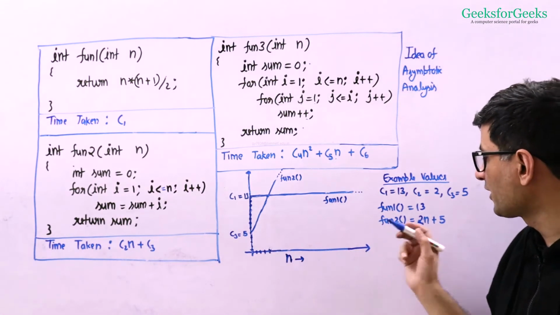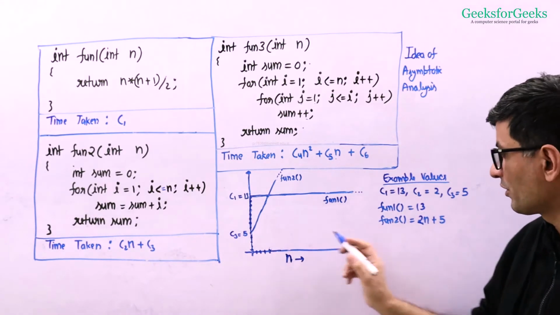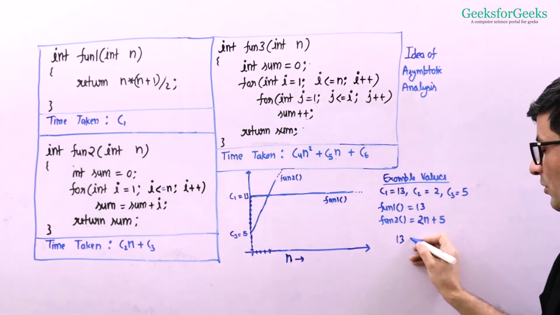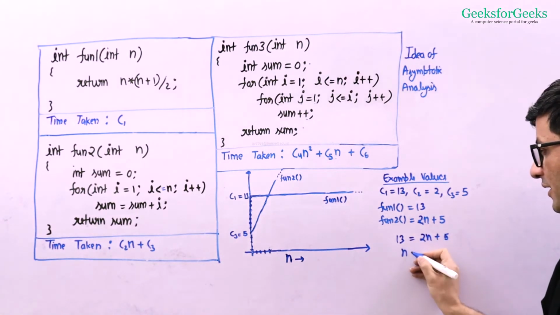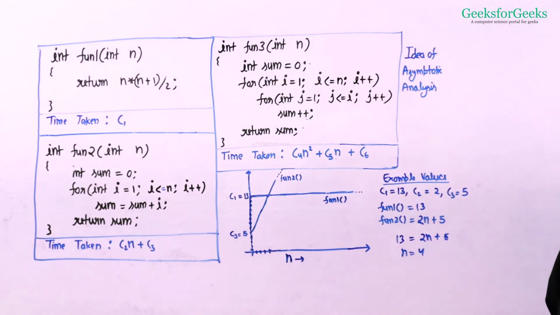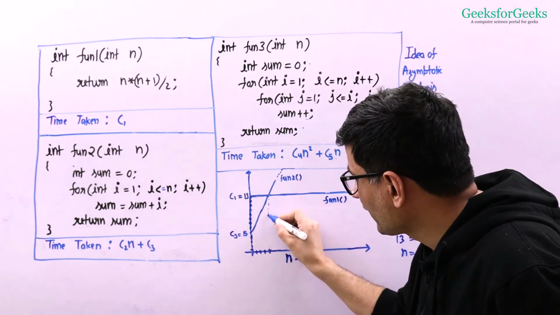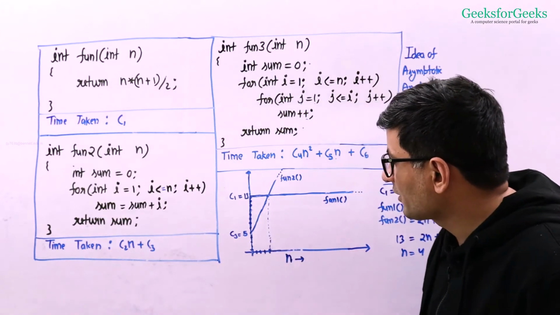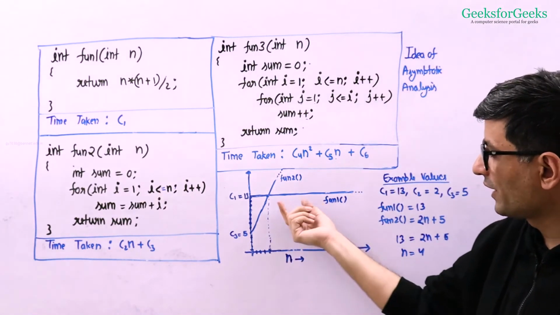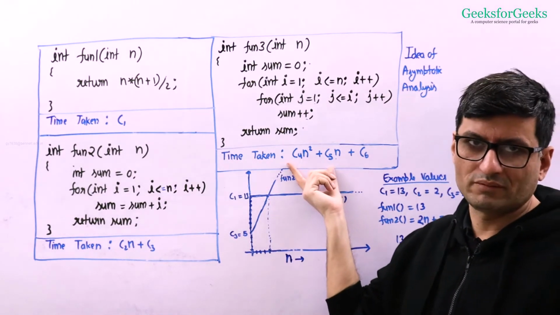And if I find the intersection point of these two functions, 13 equal to 2n plus 5, I get n as 4, right? So this is what the value of this intersection point is. Now if you take a look at this intersection point, after this intersection point your friend's function is always going to take more time, right?